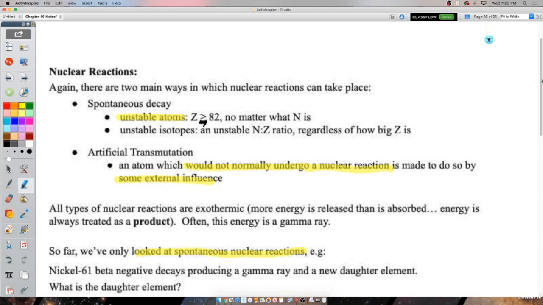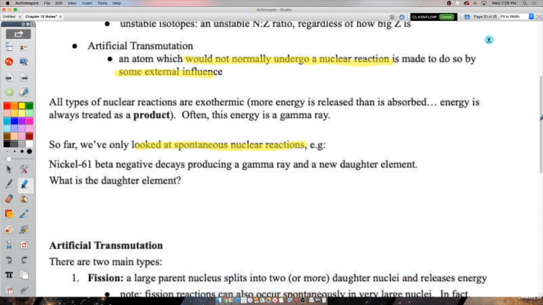An important thing to note here is that all types of nuclear reactions are exothermic because they don't happen if they're not exothermic. It wouldn't make sense. In physics, things kind of want to turn to their lowest energy state, right? Which means they want to release energy. So again, that just means more energy is released than absorbed. Energy is always a product, okay? Often this energy is a gamma ray, not always, but often.